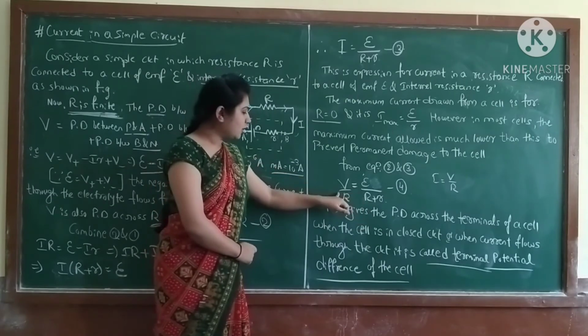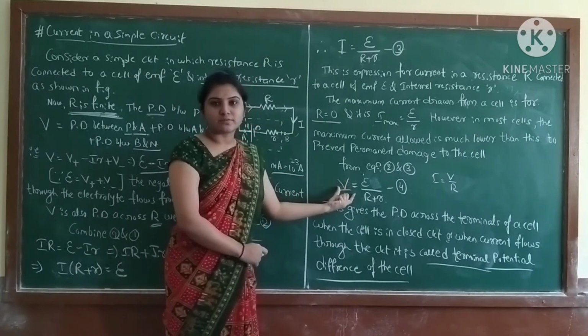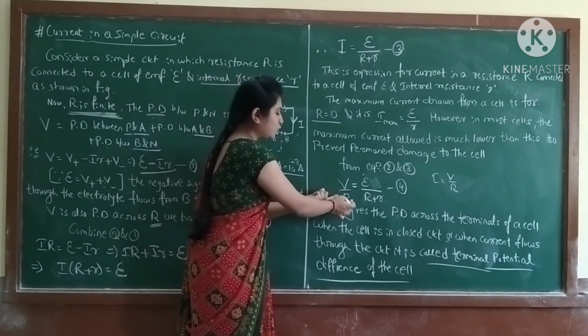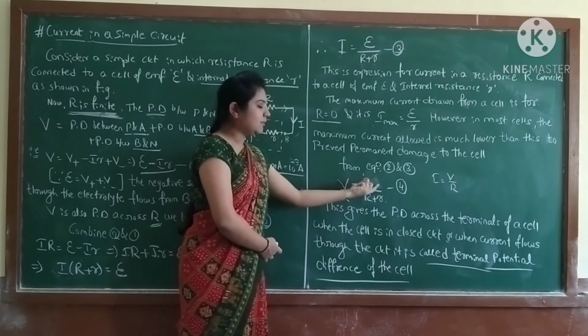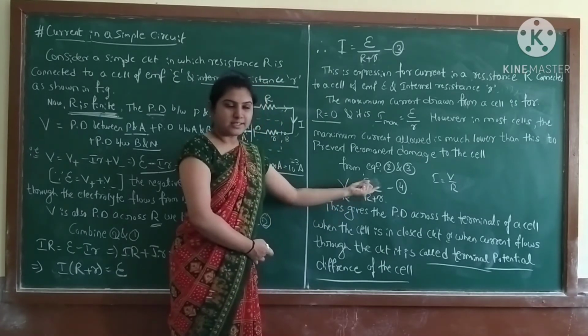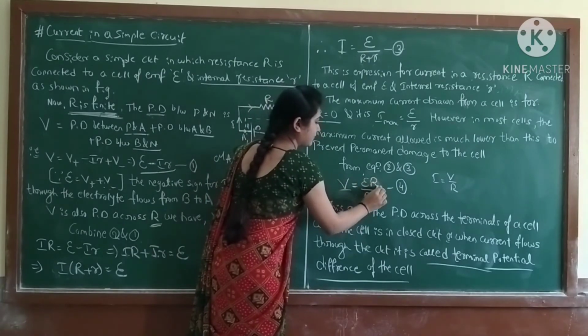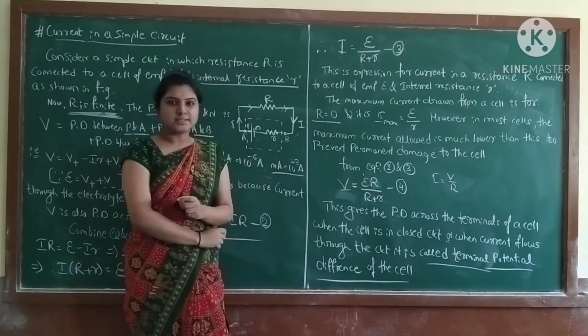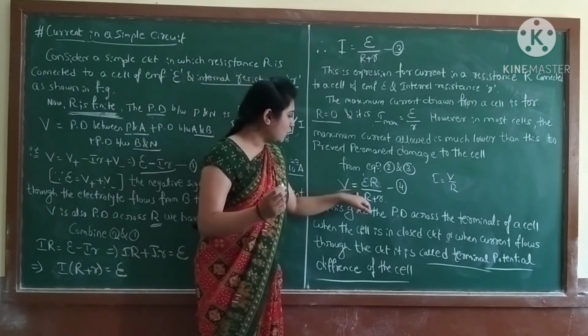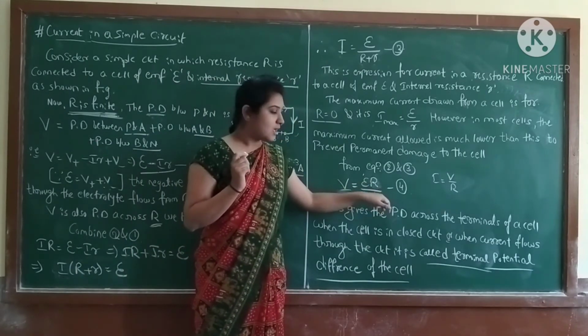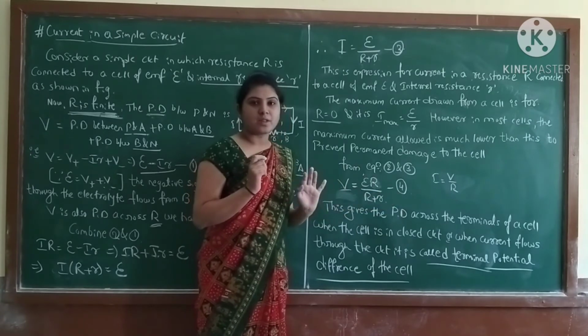Yes. So now what will I do? I want the potential difference. So I will move this resistance R to the EMF. Yes. So what will I do now? Here I will write R. Yes. So now V is equal to E into R divided by R plus r.